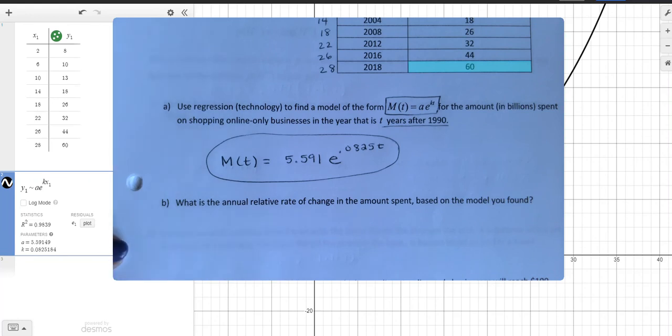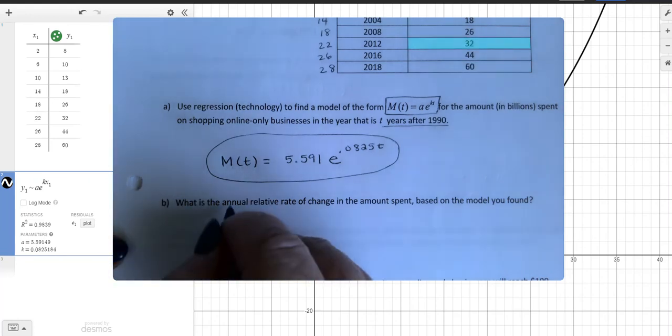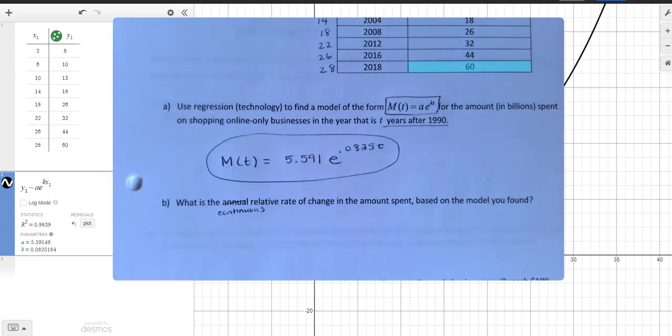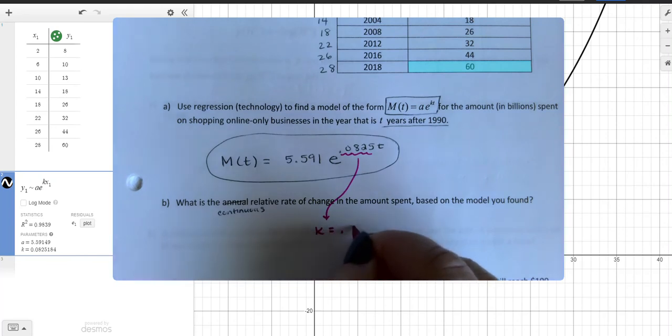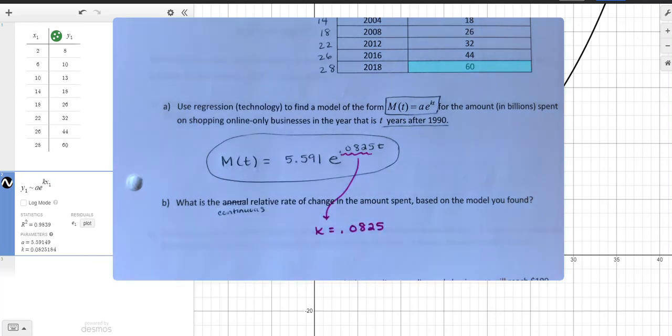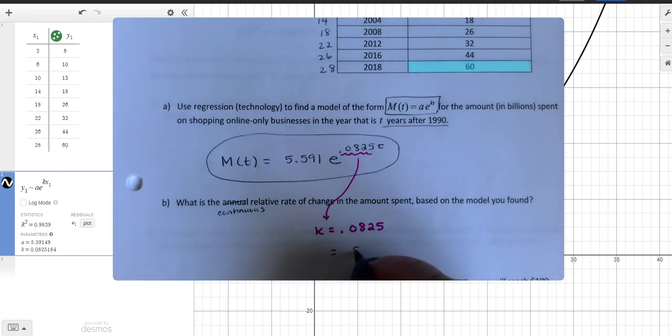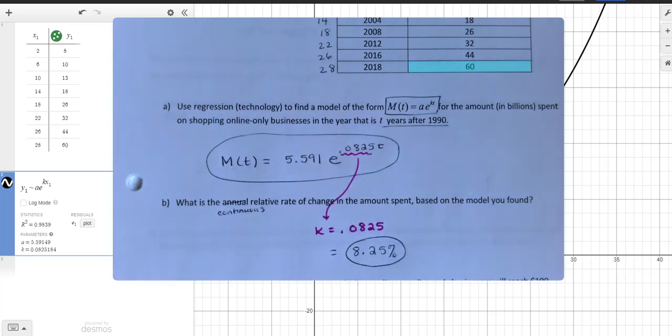And actually, I probably should have used a slightly different word here. What is the continuous rate of change? Because this always gives us the continuous relative rate of change. Sorry about that. In the amount spent based on our model. Well, for that, we're going to look at the K value, 0.0825. And if I just change that into a decimal, into a percent, that would be 8.25% is the continuous rate of change.